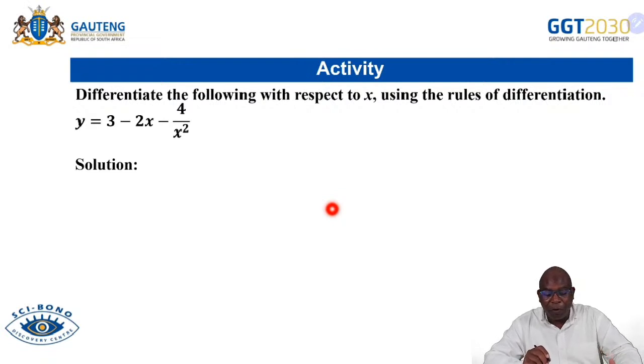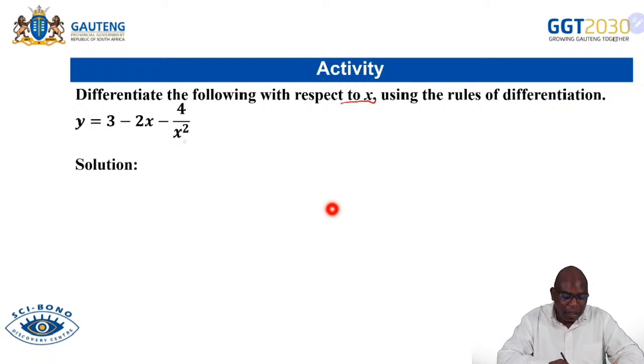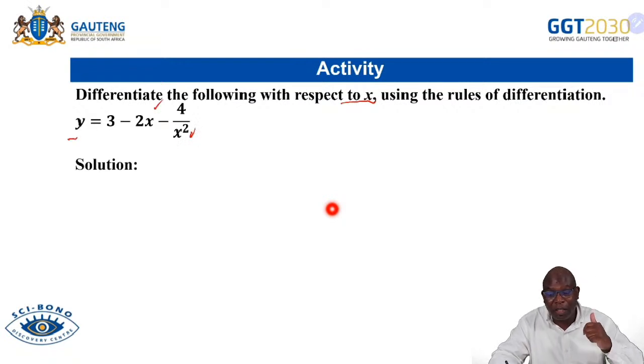Now differentiate the following with respect to x using the rules of differentiation. So I'm still making you understand when it's written in a sentence like that, so that you are able to understand why we are differentiating with respect to that. It means that the x is there, the y will be the subject of the formula. Because I'm differentiating with respect to x, the y must be on its own, the x values on their own also. Now, how do I differentiate that?